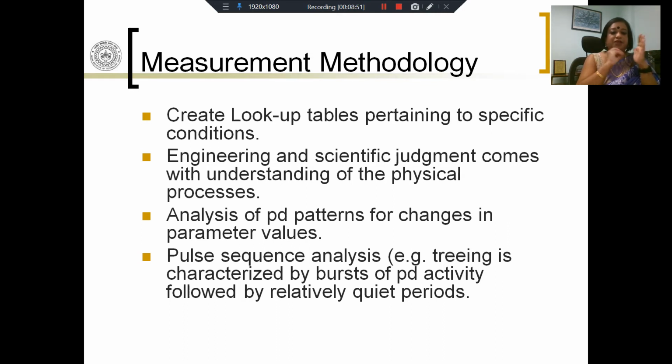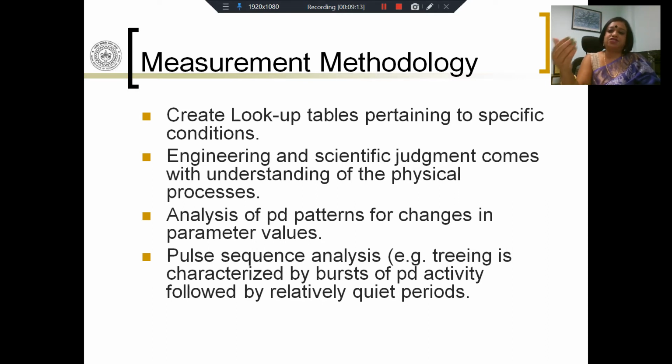If you see this burst of PD activity, you are likely to suspect the presence of treeing, because we already know treeing is characterized by bursts of PD activity followed by a relatively quiet period. Of course, there is a reason behind this, but I'm not going to discuss this. You can think about it. What can cause this kind of activity when treeing happens?